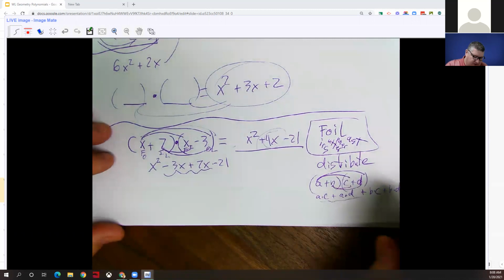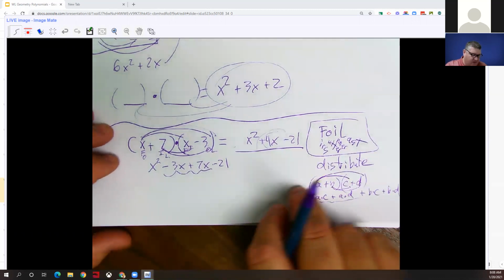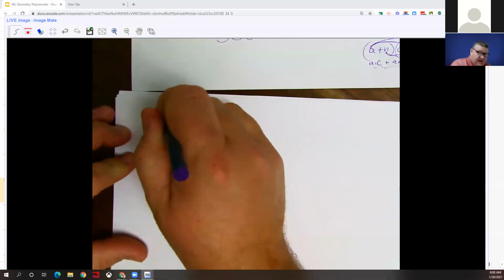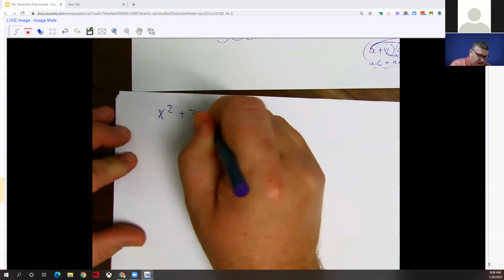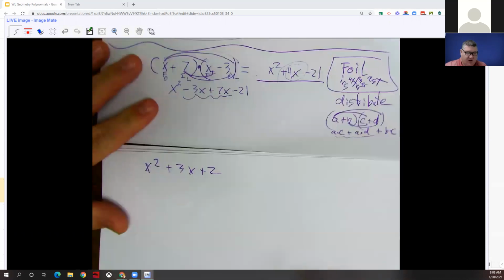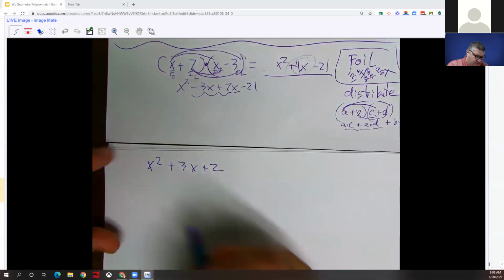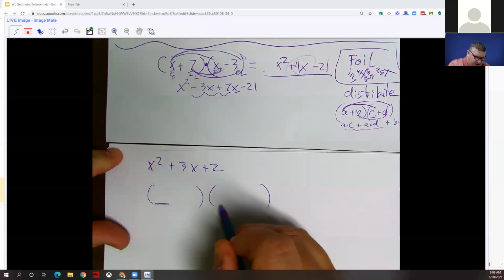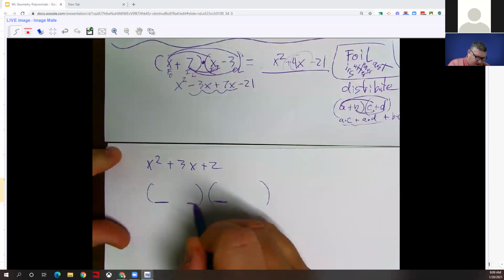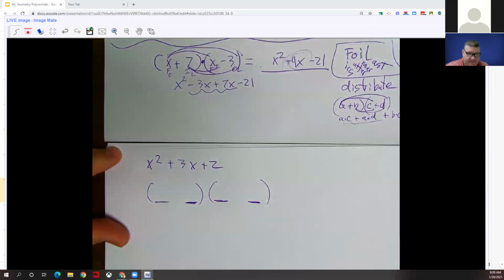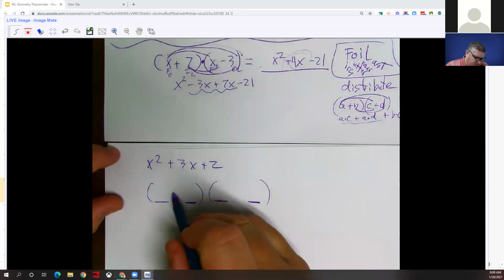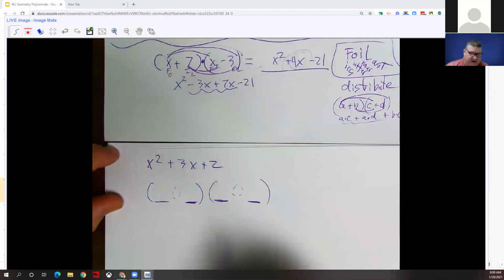So to break these back down, let's go back up to our original example. X squared plus 3x plus 2. All right, well, here's the deal. I know that I'm going to need a first part and a first part, and a second part and a second part. So I'm going to need those two at minimum. And I'm going to need some sort of sign in the middle and some sort of sign in the middle.